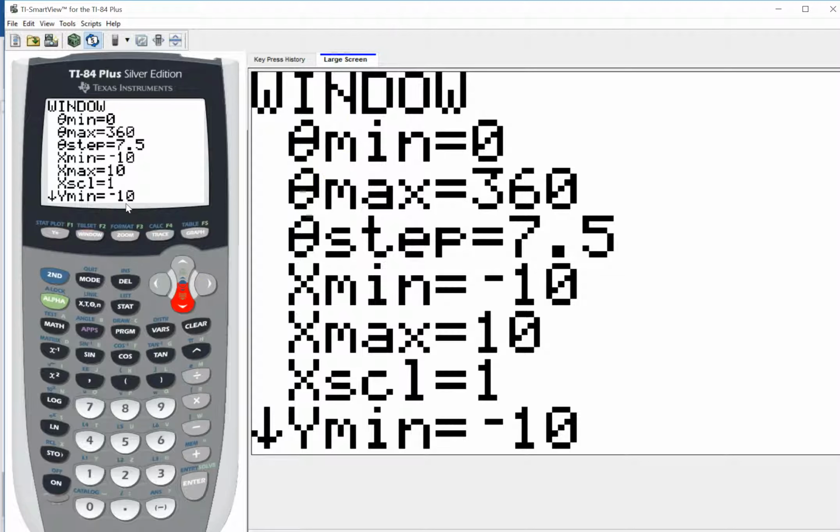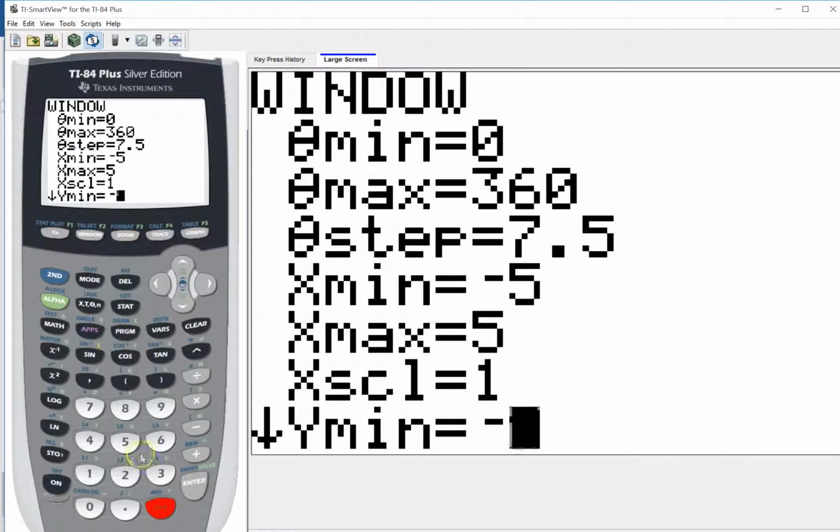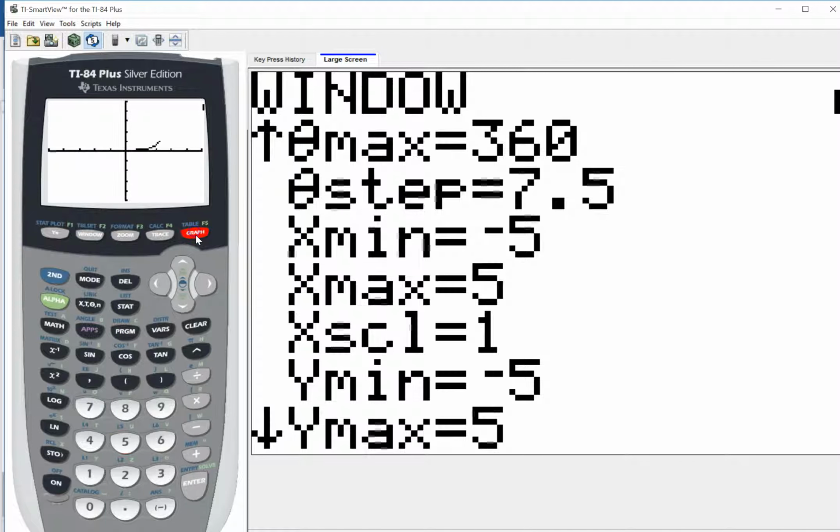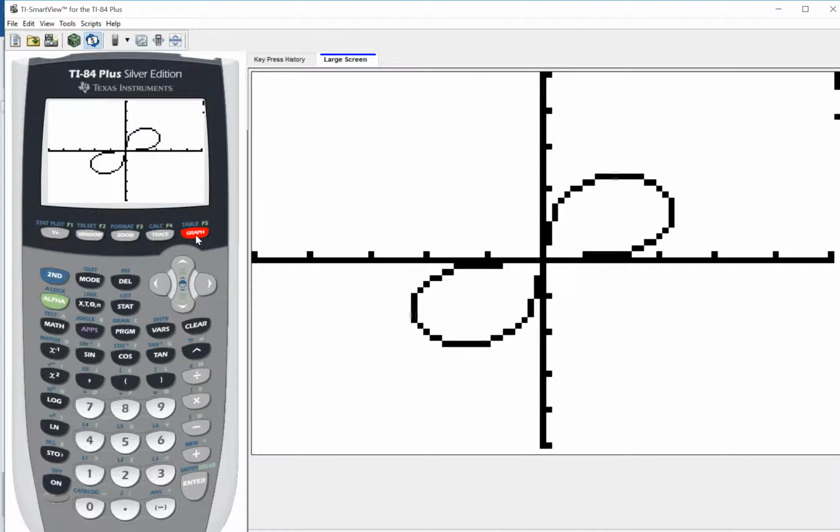So if you go here to your X min, and let's say, what was the maximum r value? It was the square root of 8. So if we go from -5 to 5, we're not clicking zoom in. So -5 to 5, and then here we're going to go from -5 to 5. And now graph. That's what it looks like.